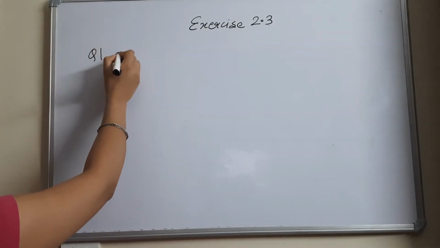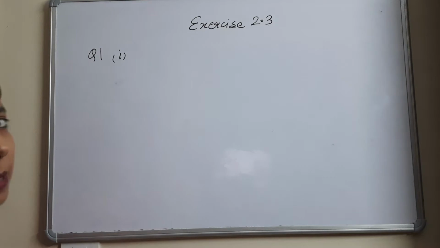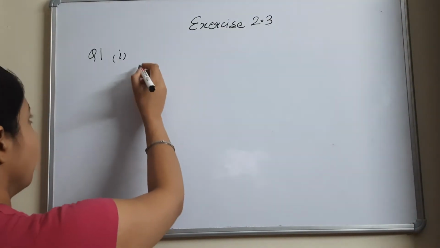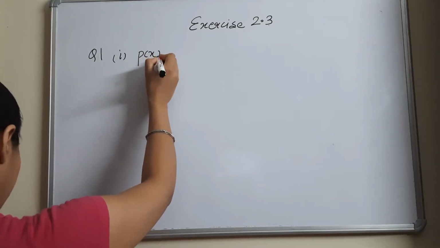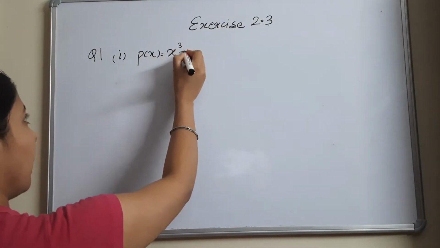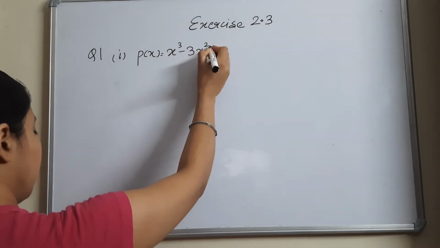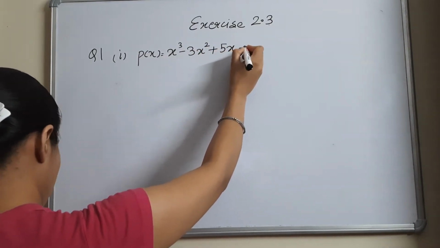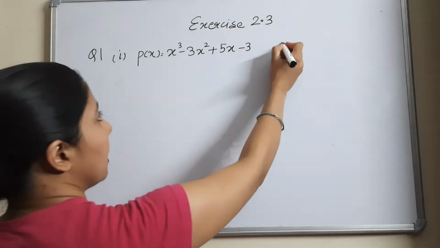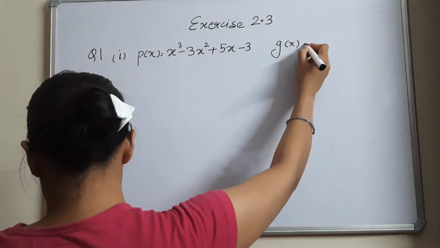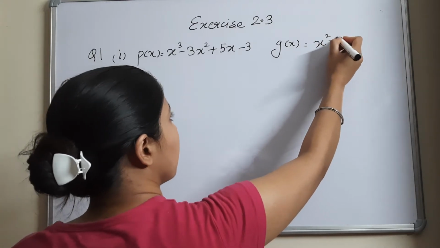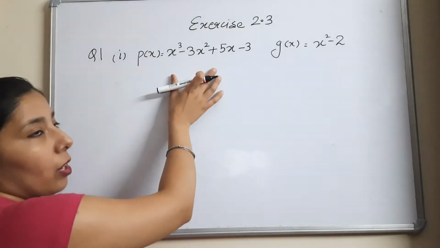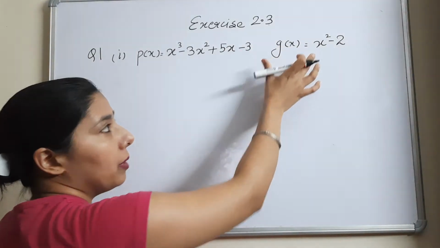Question number 1, first part. The first part says divide the polynomial p(x), which is x cube minus 3x square plus 5x minus 3, with g(x), which is x square minus 2. So what you are required to do is divide this polynomial p(x) by this polynomial g(x).